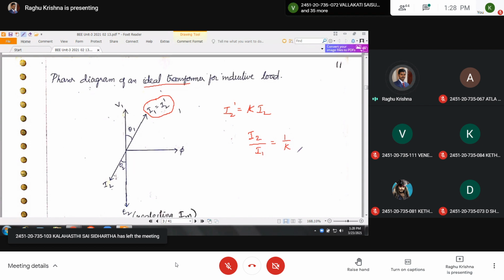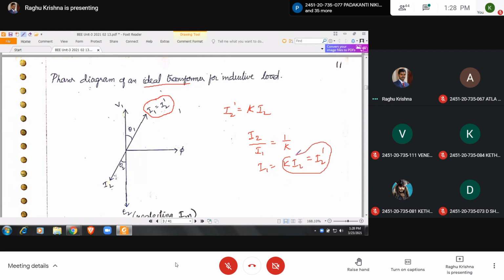I2 by I1 is equal to 1 by K. So then I1 is equal to K into I2. This you can write as I2 dash. What is K into I2? I2 dash. So I1 is equal to I2 dash. I2 dash is equal to K into I2. Or simply, as you belong to PCE, you can directly write I1.